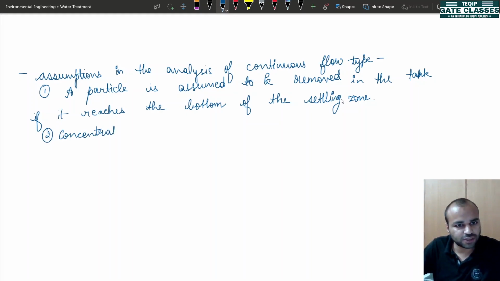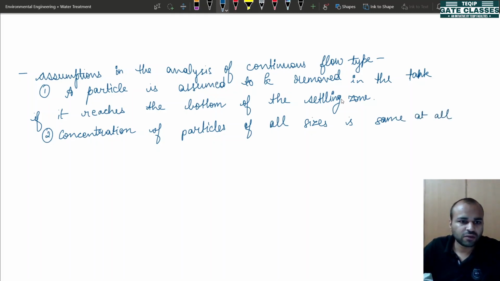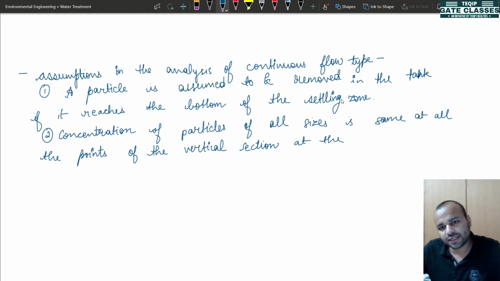The second assumption is on the concentration of particles. The concentration of particles of all sizes is the same at all the points of the vertical section at the inlet end.